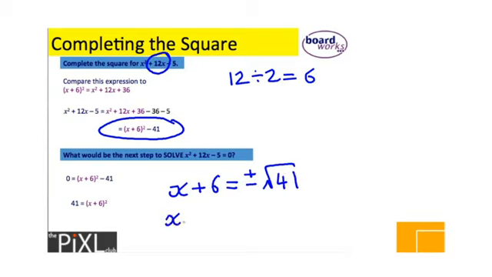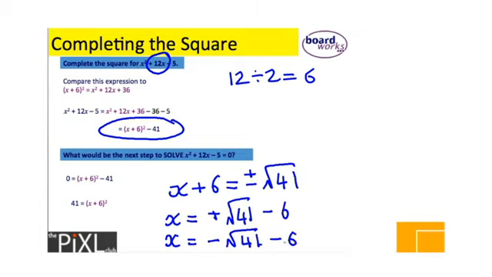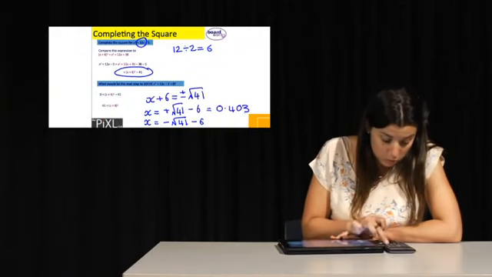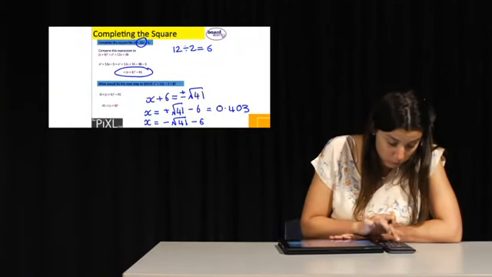So we're going to have two solutions. X equals the positive square root of 41, take away 6. And our second solution, x equals the negative square root of 41, take away 6 again. We simply put that into our calculator. So first off, the square root of 41, take away 6, that's the positive one, is equal to, to three significant figures, 0.403. Our second one, we're looking for the negative square root of 41.